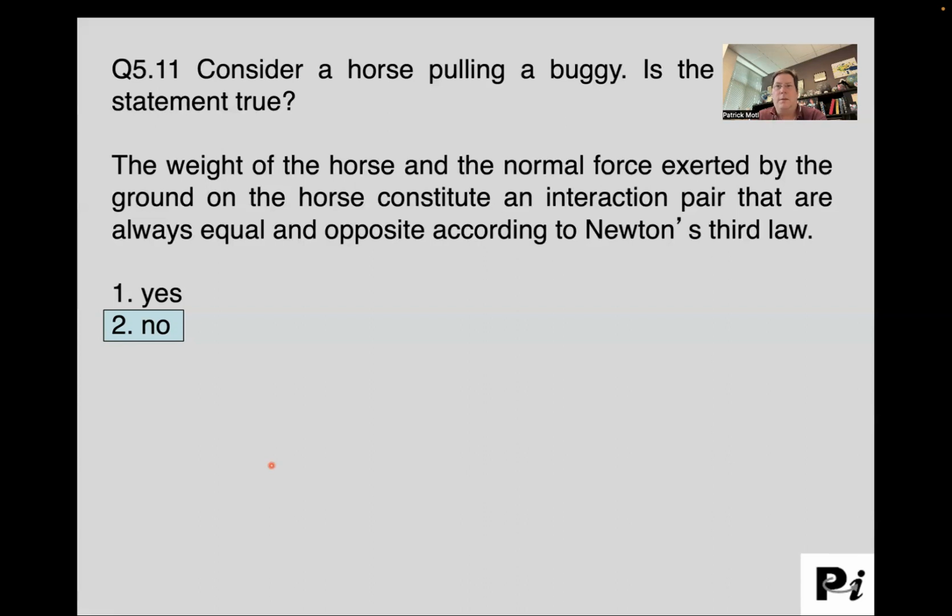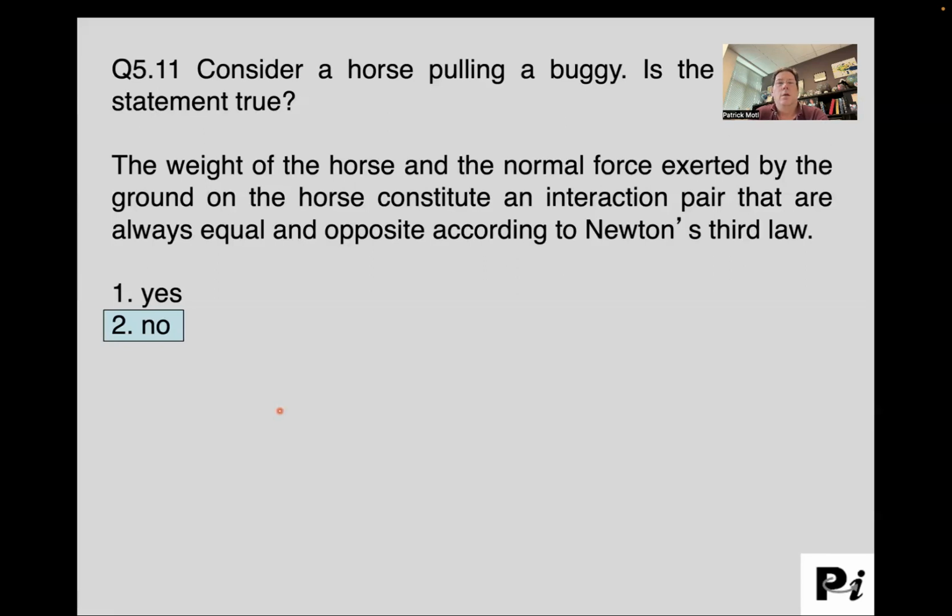If you think about this, if your answer to this is yes, you are saying that no one can jump up in the air. How do you jump up in the air? You push down on the ground with a force greater than your weight. Therefore, the ground, through Newton's third law, pushes up on you with a force greater than your weight, and you're able to accelerate up into the air.